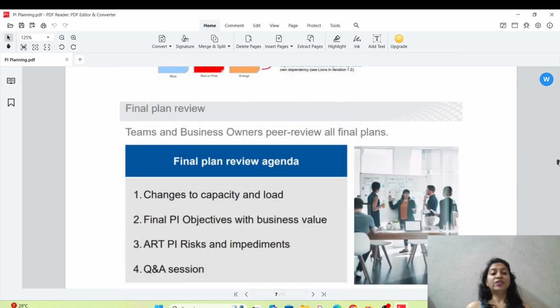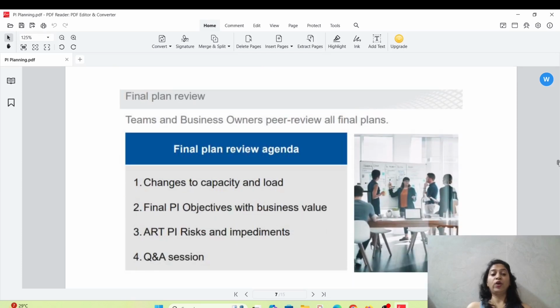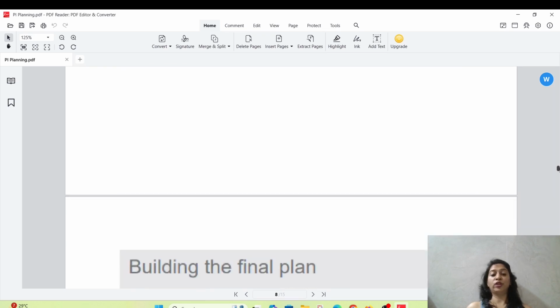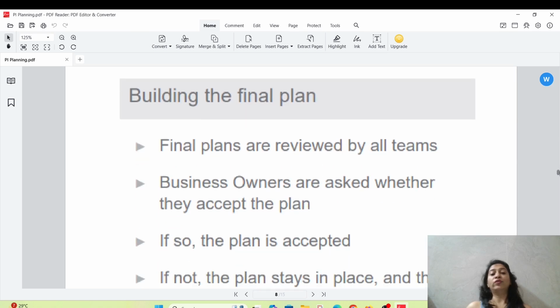Let's go ahead with the final plan review. Teams and business owners peer review all the final plans. The final plan review agenda will cover changes to capacity and load, final PI objectives with business value, ART PI risks and impediments, and a Q&A session for any teams or team members who have questions. This is the final plan review agenda. Now they will start building the final plan.